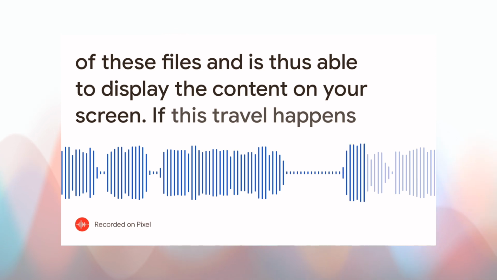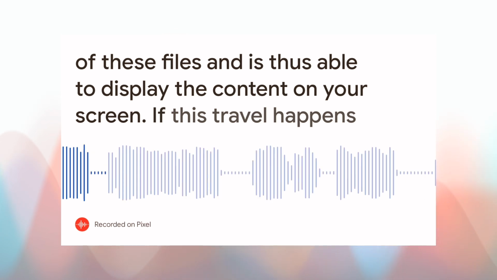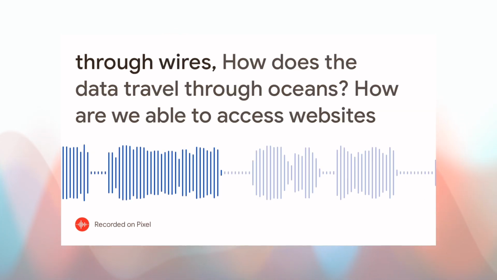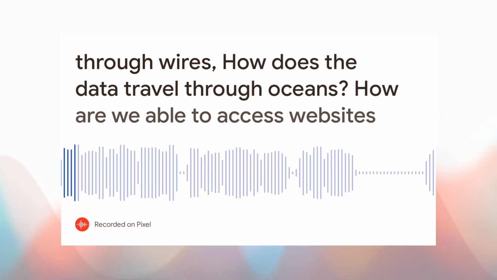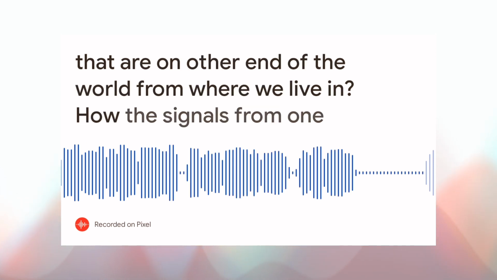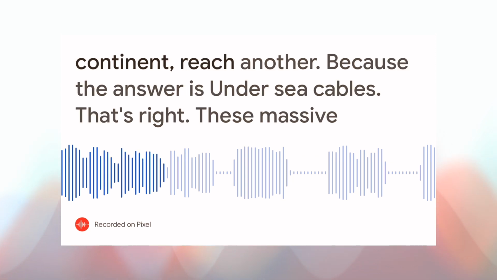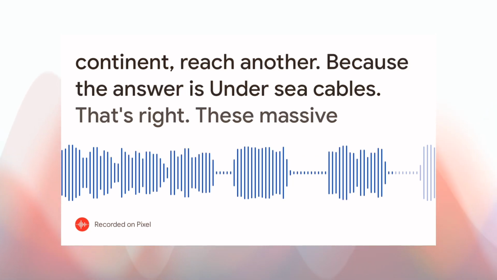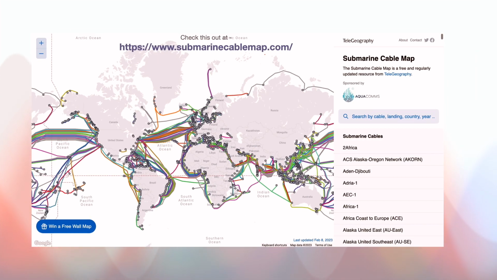On a side note, a question would arise: if this travel happens through wires, how does the data travel through oceans? How are we able to access websites that are on the other end of the world from where we live? How do the signals from one continent reach another? Well, the answer is undersea cables. That's right, these massive cables run across the ocean floor, connecting all the continents, making the world a smaller place.